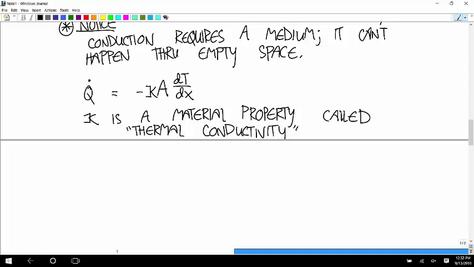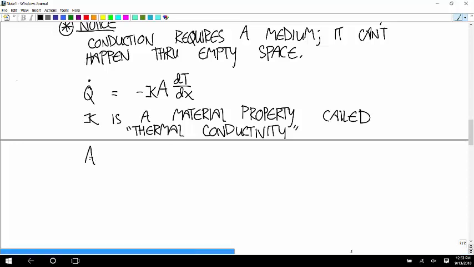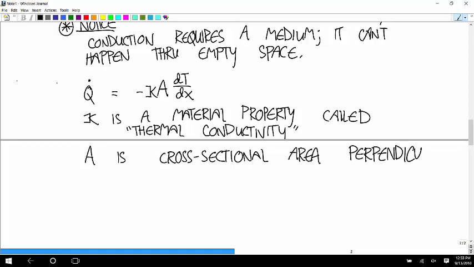That's a measure of how easy it is for energy to be conducted through that material, how quickly. A is the cross-sectional area. I'm going to say it as A is the cross-sectional area perpendicular to the direction of energy flow. I'll draw a picture that'll make that a little clearer. Cross-sectional area perpendicular to the direction of heat flow.